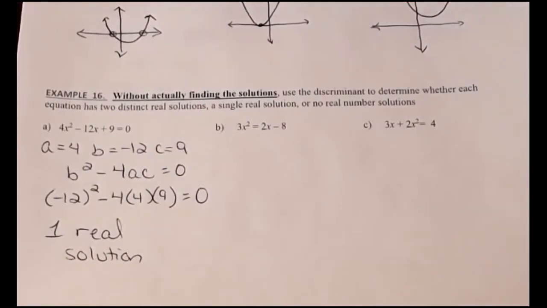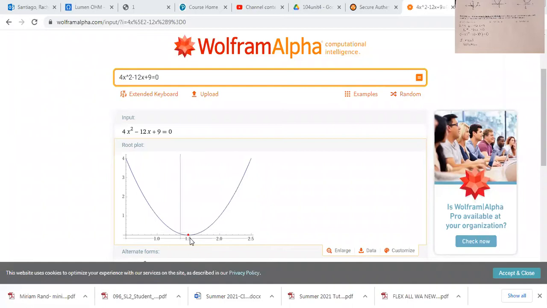If we go into Wolfram Alpha and we type in 4x squared minus 12x, and I'm going to show you this in a second, plus 9, I have the following graph. Let me share with you what I'm looking at. Notice it hits at exactly one solution. It hits the x-axis once and bounces right back up.